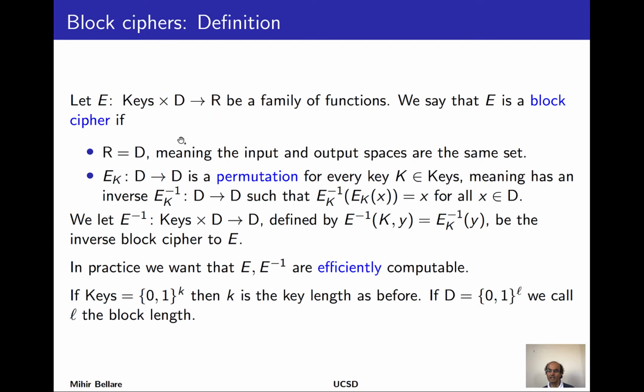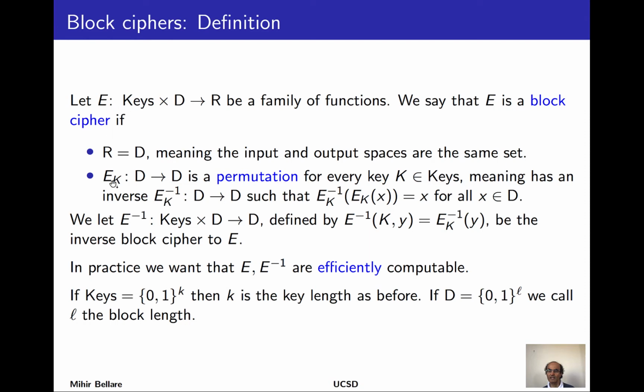They're the same set. The second condition refers to those individual functions. Recall that if I take a particular key from this set and fix it, I get a function from D into R, which is now from D into D since R is the same as D. I can ask whether that function is a permutation. Is it the case that this function is one-to-one and onto and has a unique inverse? If that is true, for every choice of the key, then I declare E here to be a block cipher.